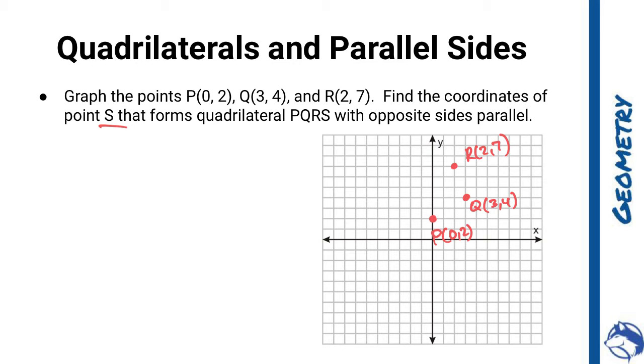So what we need to do is we need to do a couple things. First off, we need to find the slope between all of these points. So between P and Q, I need the slope of PQ, which I'm going to use the slope formula for. I always do my second point as my Y2 and X2. So I do 4 minus 2 over 3 minus 0, which gives me a positive 2 over 3 for this slope.